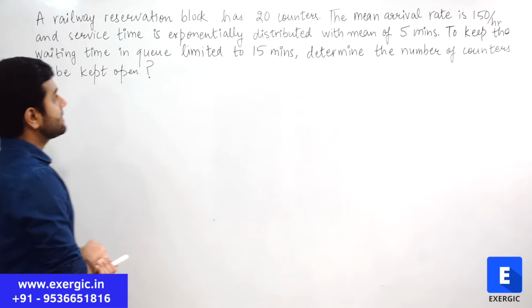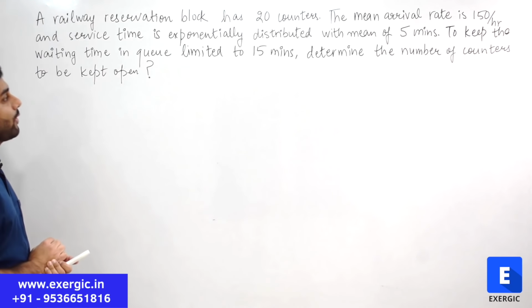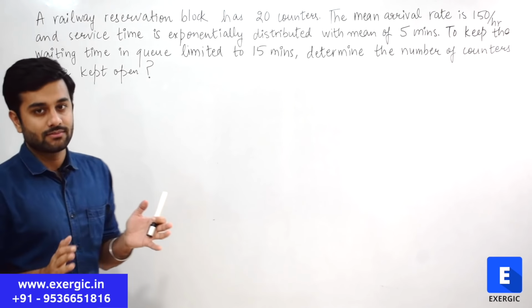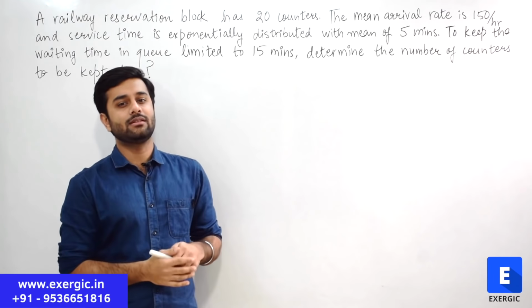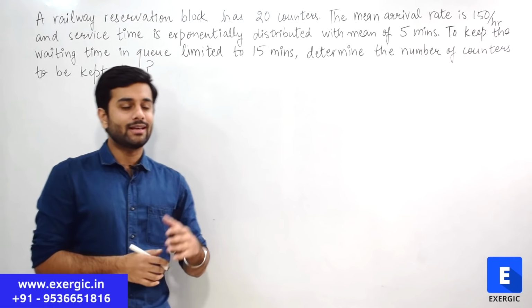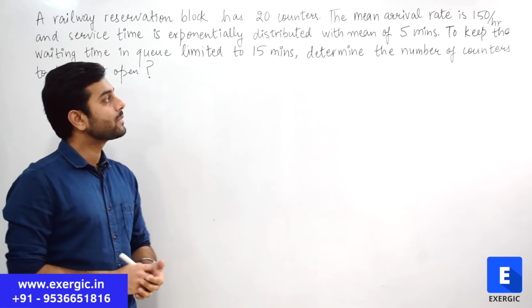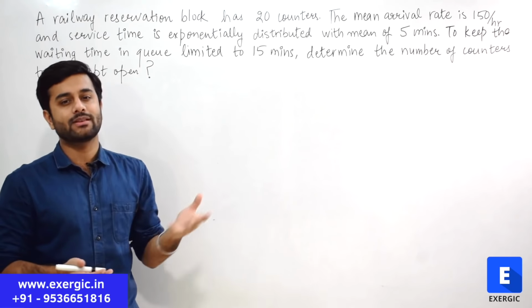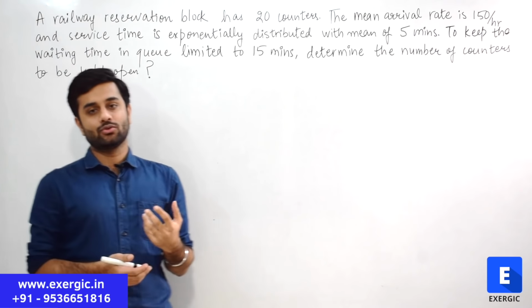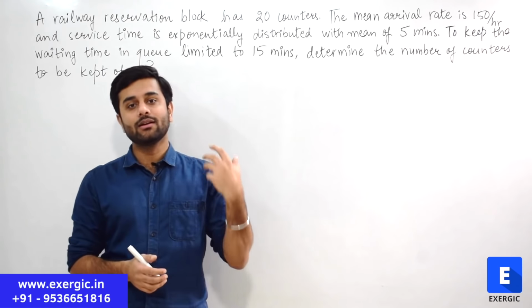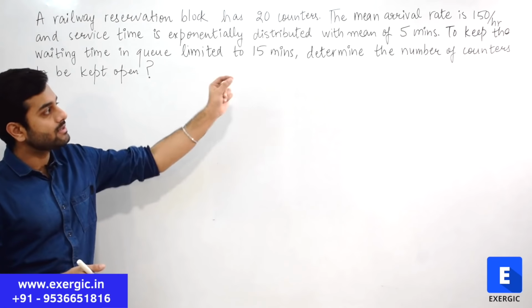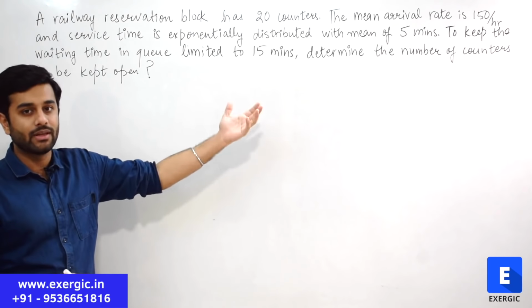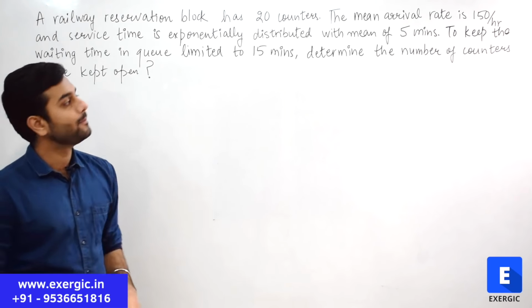The question says that a railway reservation block has 20 counters. A railway reservation block, we have seen, has different counters. So it has 20 counters available. The mean arrival rate is 150 per hour. Obviously, customers, those who want to book tickets, will be coming. The mean arrival rate is 150 persons per hour.